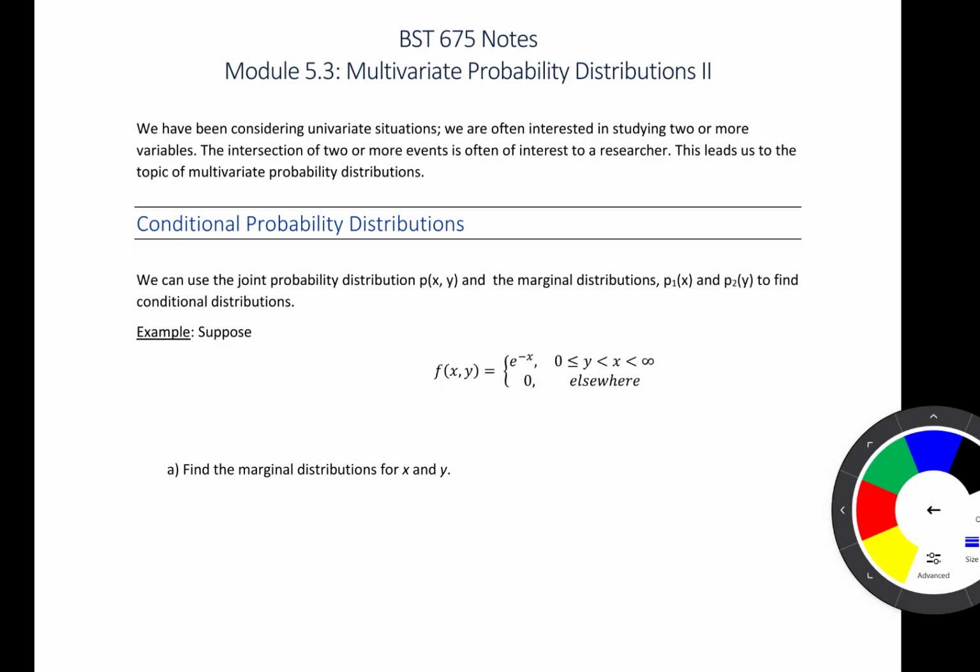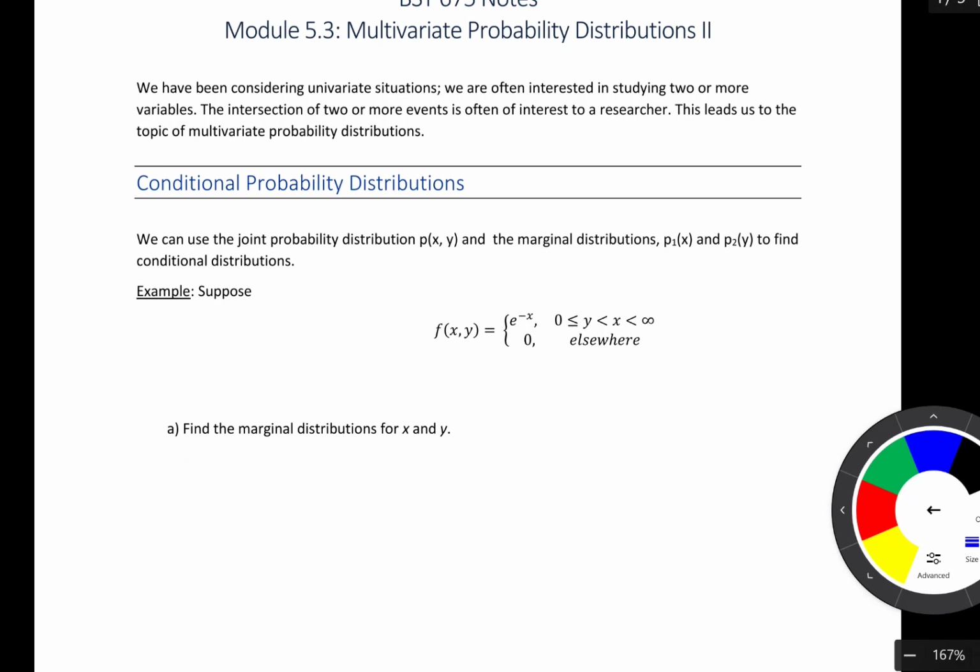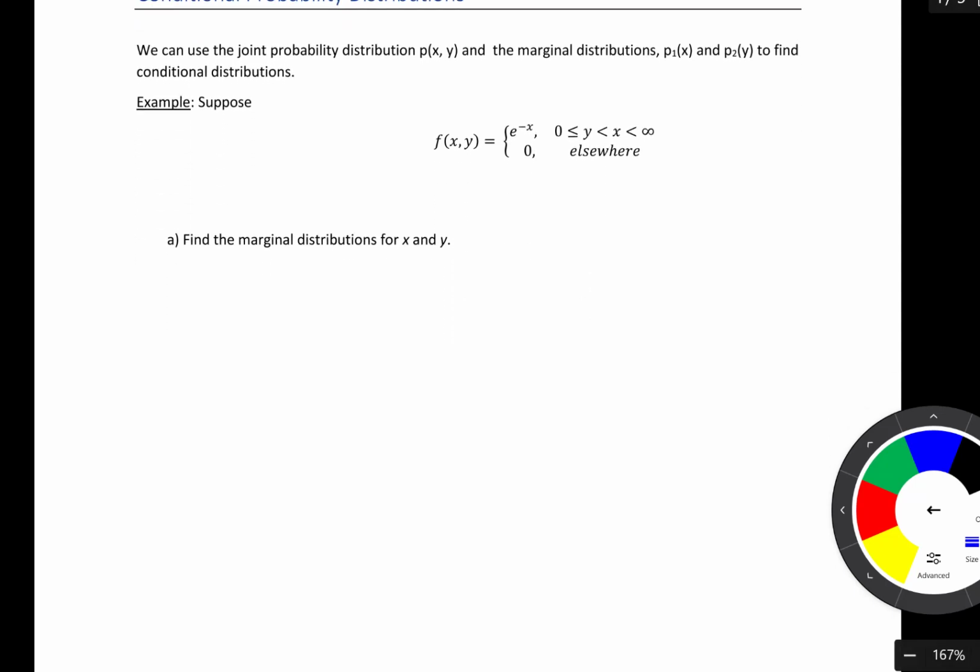In this set of notes, we're going to continue looking at multivariate probability distributions. Previously we looked at joint distributions and marginal distributions. Now we're going to introduce the idea of conditional distributions. It ends up that we can use the joint probability distribution and the marginal distributions to help us find conditional distributions. So we have an example here to illustrate this.